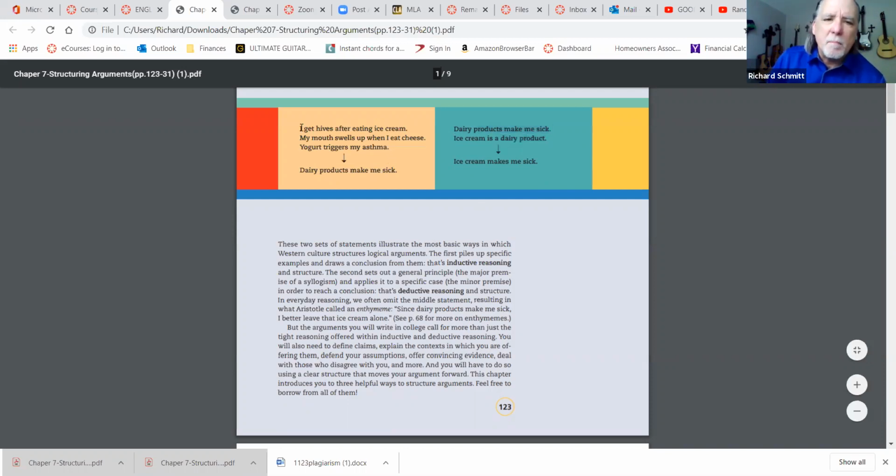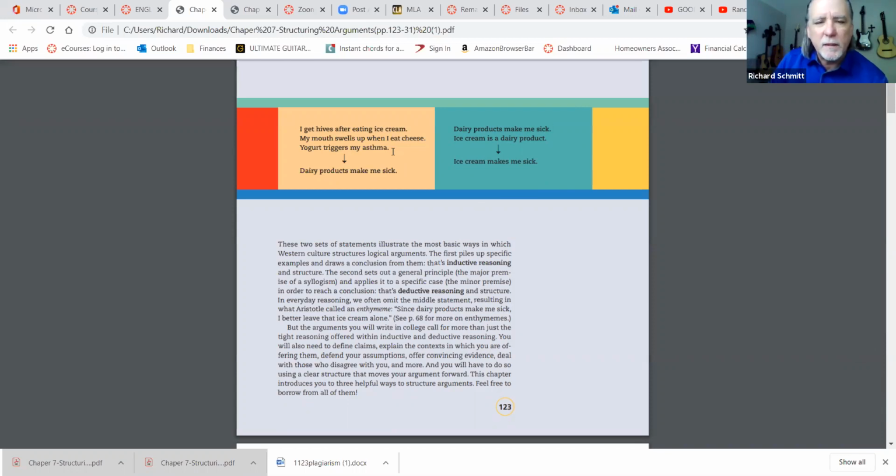This would be the example of induction. I ate ice cream, I got hives. I ate cheese, my mouth swells. I get asthma on yogurt, I eat yogurt, and so on. So dairy products must make me sick. That's not a very scientific conclusion because science would say you've got to add more factors and figure all that out. But just for the basic notion, there it is.